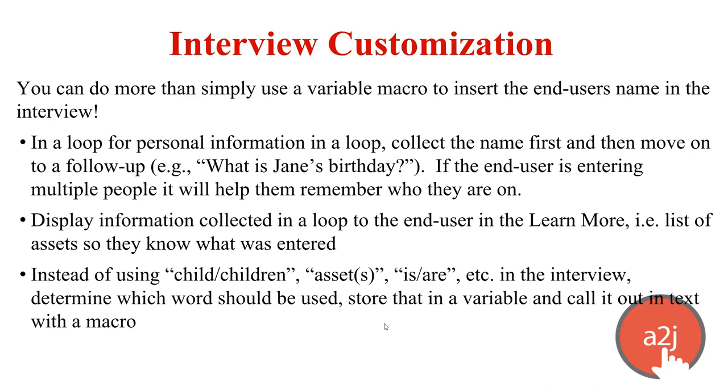You can also use it when gathering information about a person. So if you have a question that figures out whether they have one child or multiple children, you can set a new variable called child or children TE to either the word child or the word children, and then use a variable macro to call out the appropriate word each time. Same for asset or assets, is or are, he or she, any of the words where you might use a slash because you don't know if the end user is one or the other. You can use questions to figure out which one is appropriate for your end user and then use a variable macro to call out that value each time.